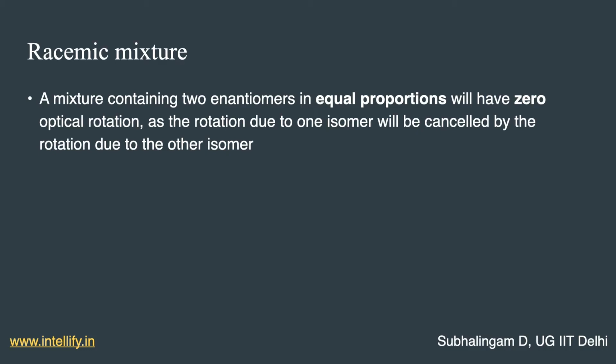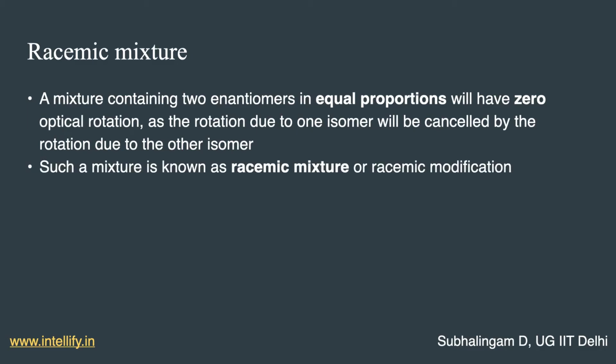I take a compound that rotates plane polarized light, say by plus 5 degrees, and I take its enantiomer, which will rotate the plane polarized light by minus 5 degrees. So I mix them in equal proportions. Then obviously the rotations will get cancelled, right? That's the reason why a racemic mixture has zero optical rotation, as the rotation due to one isomer will be cancelled by the rotation due to the other isomer.